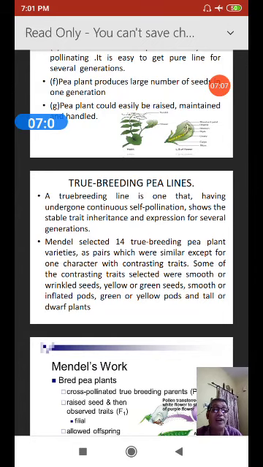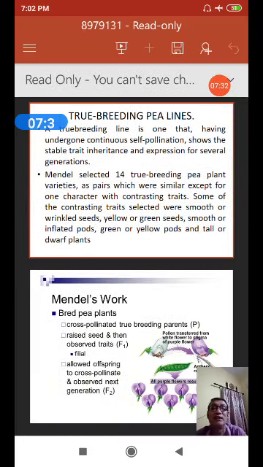Got stable traits, and the trait is inherited and expressed over several generations. So Mendel selected 14 true-breeding pea plant varieties as pairs, differing in a single character with contrasting traits. These were selected for smooth and wrinkled seed, yellow and green seed, smooth inflated pod, green or yellow pod, tall and dwarf plant. So this is the gist of Mendel's work.